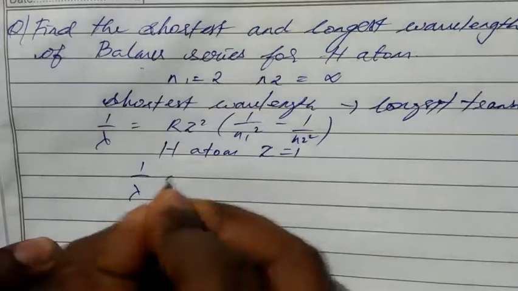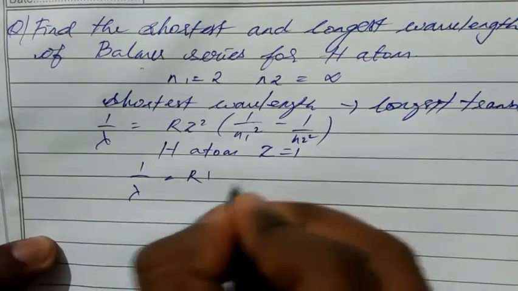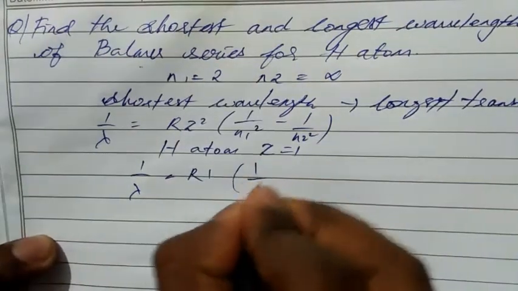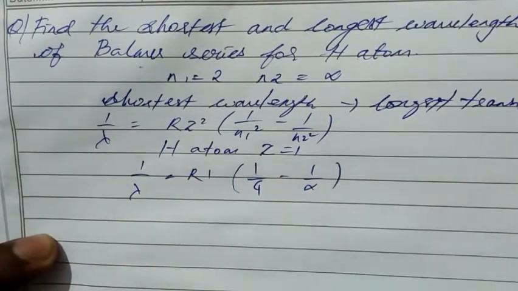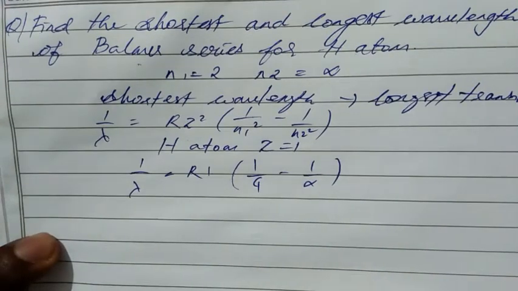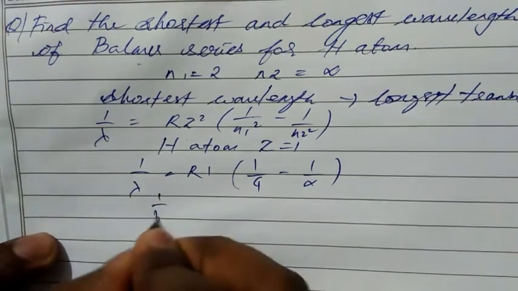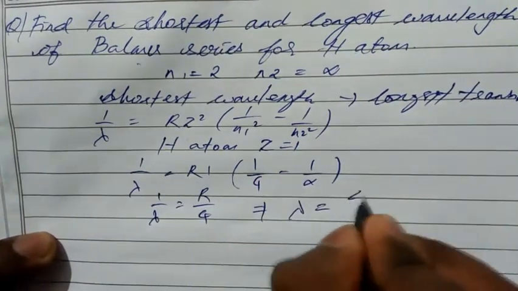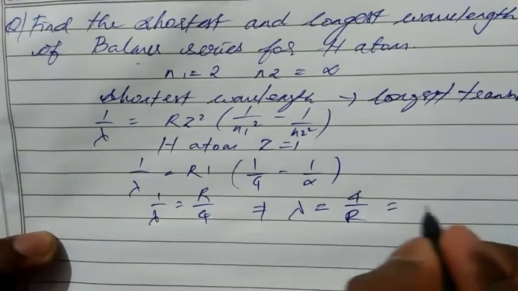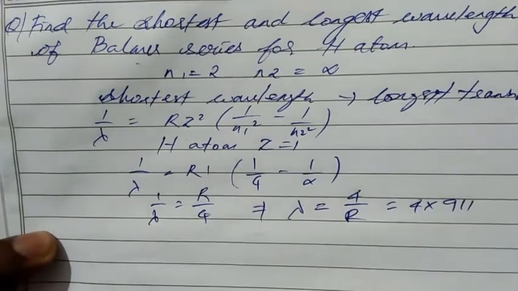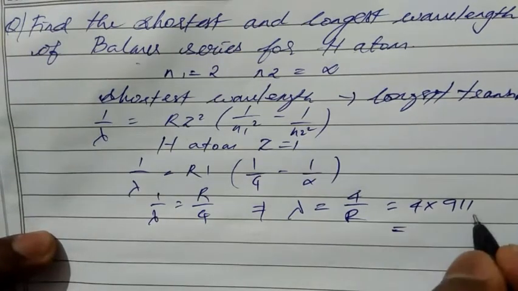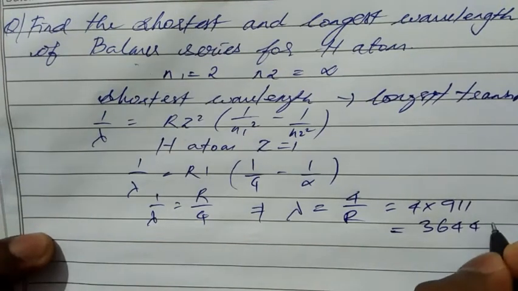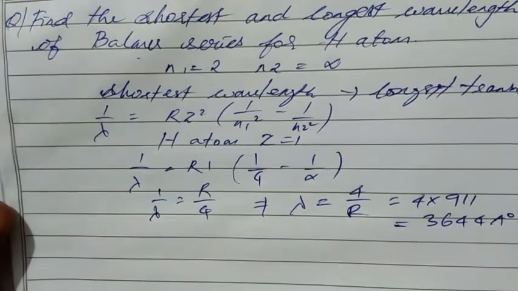1 by lambda equals R Z square into 1 by n1 square. So n1 is 2, 2 square will be 4, minus 1 by infinity. Here 1 by infinity is 0. Then we have 1 by lambda equals R by 4, so lambda equals 4 by R. 1 by R is 911, so 4 into 911 comes out to be 3644 angstrom. This is the shortest wavelength.